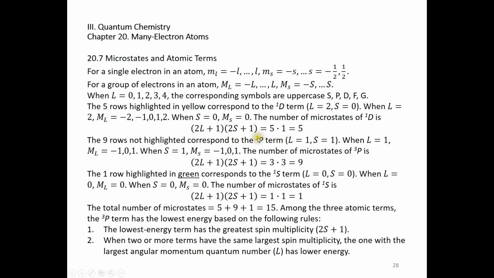When you see this superscript 3, that means S equals 1. Alright, so you just look up the symbol here, SPDF, corresponding to L equals 0, 1, 2, 3. When L is 1, it's P. When it's P, L is 1. Over here, 3 is 2S plus 1, so that means S equals 1. We have a spin multiplicity of 3, because when S is 1, m sub S can be negative 1, 0, or 1. Now let's look at the 9 rows not highlighted.